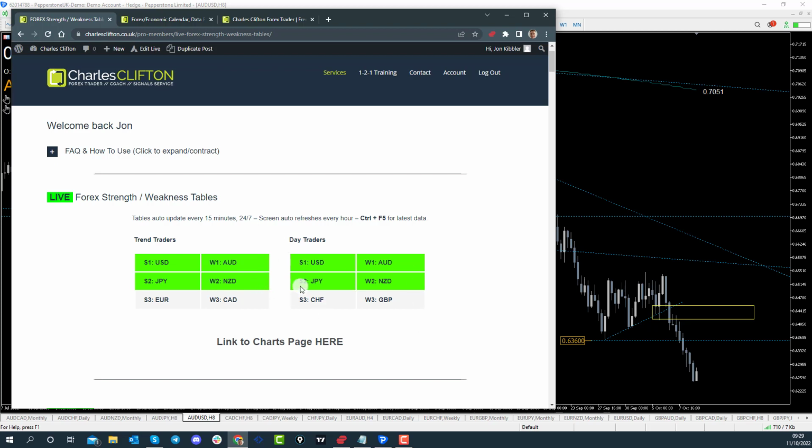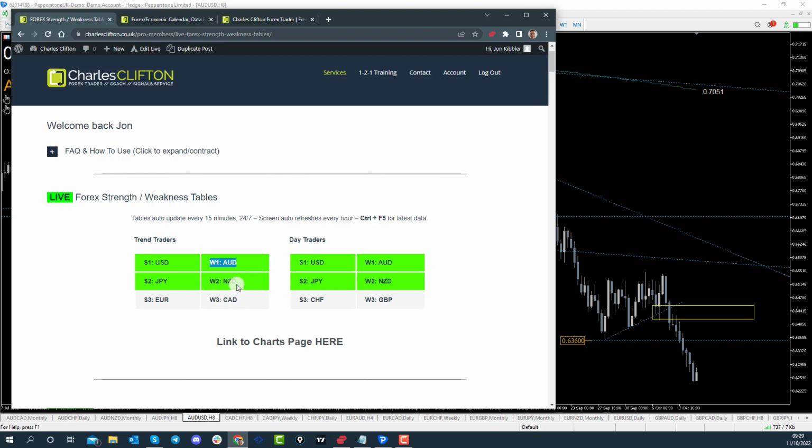Now you can see on the day traders time frame that we've got a pretty similar image here, except the euro is not featured, so that's why it's not highlighted in green here. But we can see that the US dollar is S1, the yen is S2, the Swiss franc is S3.